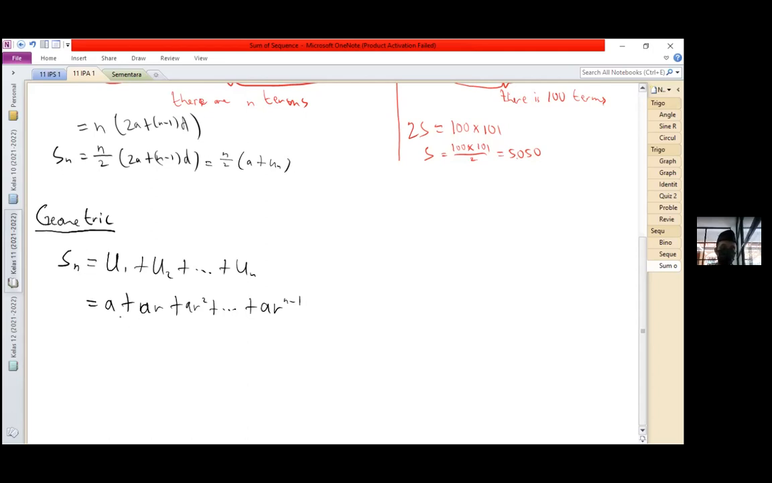Okay, so what can we do? Okay, for geometric it is actually rather difficult, because you have not yet learned polynomials. But basically, since all terms have A in them, we can factor out A, and we'll get A times 1 plus R plus R squared, and so on, until R to the power of n minus 1.